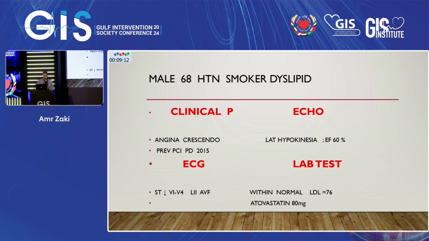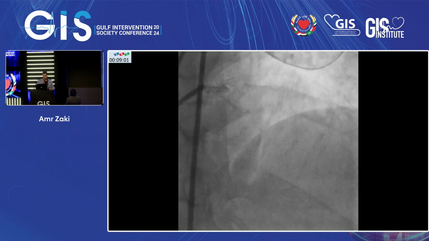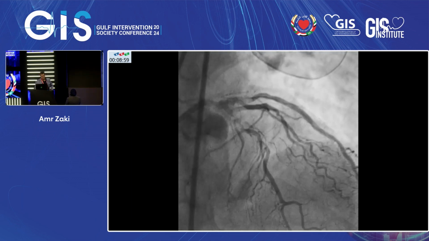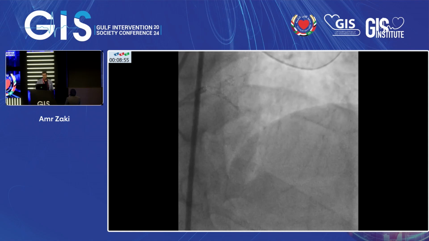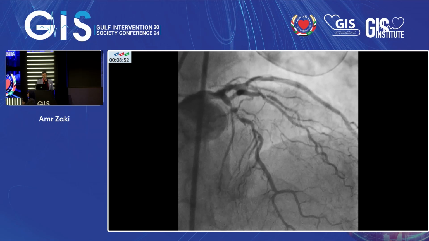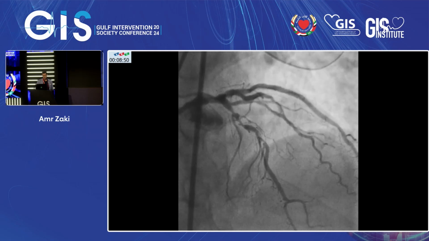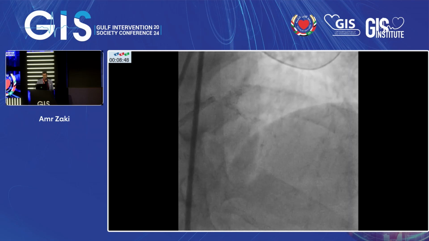ECG showed ST depression in the anterior as well as the inferior leads. The lab tests were within normal, except that the LDL was 67 on atorvastatin 80. I don't have the whole angiogram, but this first picture shows a diffuse calcific, very tight lesion in the LAD. The LAD is short, terminating before the apex.